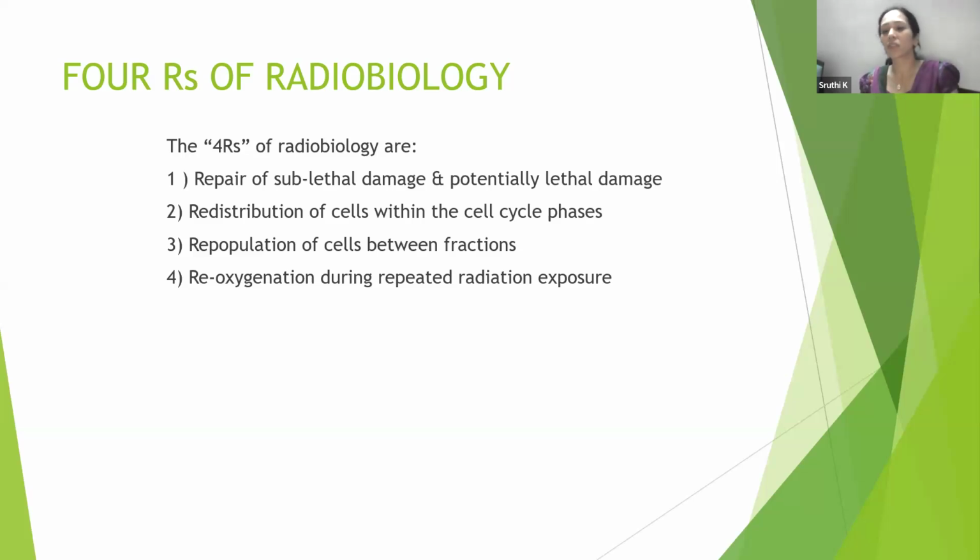The other thing is reoxygenation. Radiation usually acts best when hypoxia is less. When the oxygen content of the tumor is high, radiation has a maximum effect on those tumor cells. So when you give repeated radiation, there is always a reoxygenation process happening, which can reoxygenate the tumors and cause cell death.